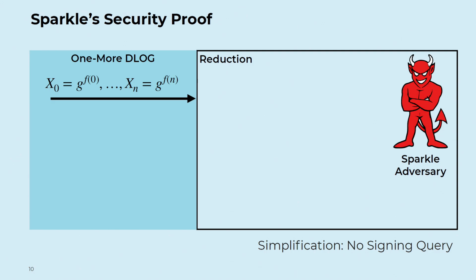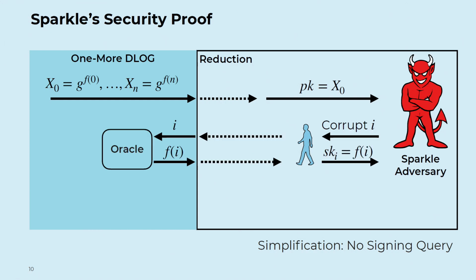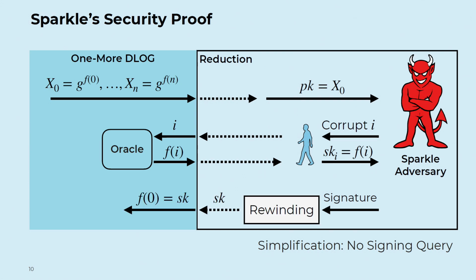Well, it gets as input this one more D-log instance, and then it gives the first group element to the adversary as a public key. Then the adversary will make some adaptive corruption queries, so it will corrupt user I, and the reduction will just forward this query to its own oracle to learn f of I, which is then taken to be the secret key share. Now, in the end, the adversary outputs a forgery, and the reduction will use a technique called rewinding to extract the secret key. And that secret key is f of 0, so the reduction solves one more D-log.